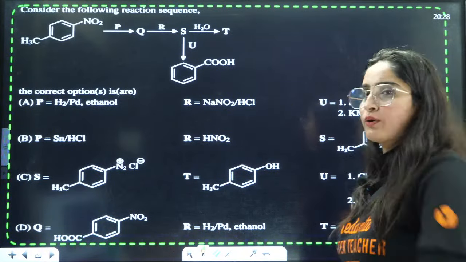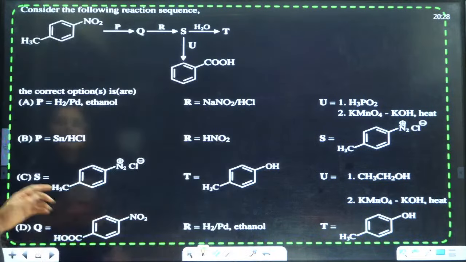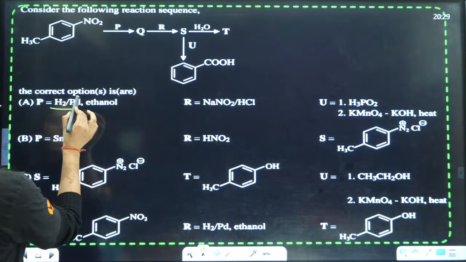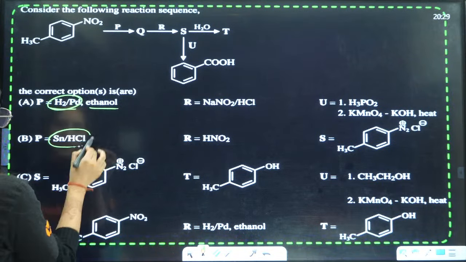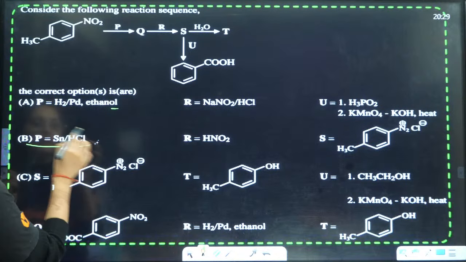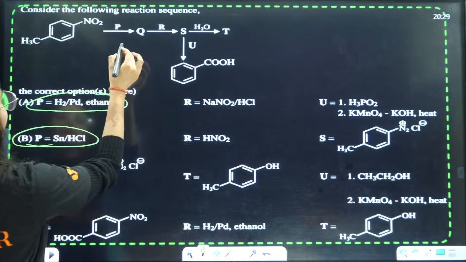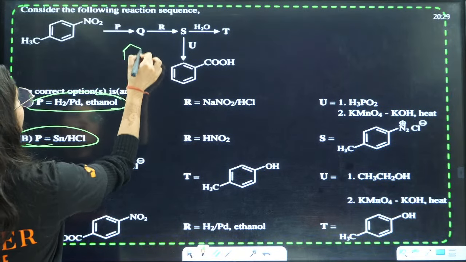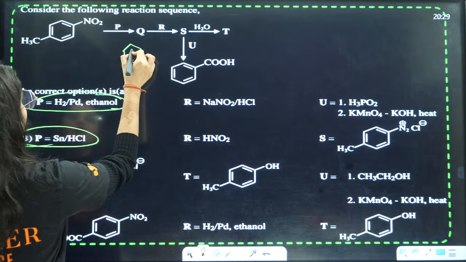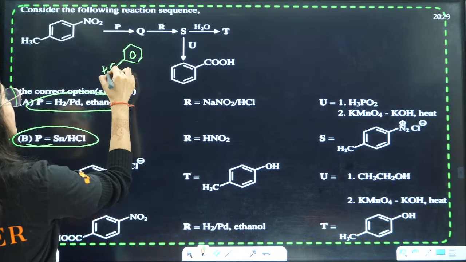Ma'am, we are not able to understand anything. Let us do the hit and trial method here. What if P is H2/Pd and ethanol? Here it is Sn, HCl. Here it is this one. P is given to be 2 things. What if P is H2/Pd in ethanol? Then you will get Q as, if you are using H2/Pd in ethanol, then this will be CH3.